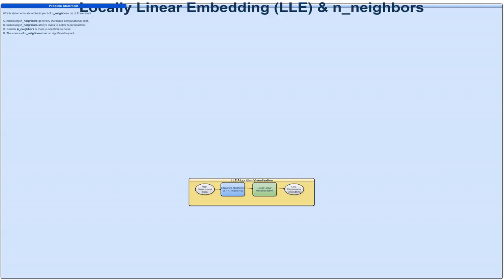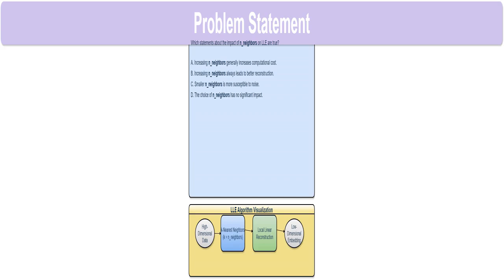Locally linear embedding, LLE, is a dimensionality reduction technique. I use it to transform high-dimensional data into a lower-dimensional space while preserving the local neighborhood structure. The "n_neighbors" parameter is crucial because it controls how many neighboring data points I consider when reconstructing each point. Think of it like this. I'm trying to build a small neighborhood for each data point, and "n_neighbors" tells me how many houses are in that neighborhood. This problem tests your understanding of how the "n_neighbors" parameter affects the LLE algorithm.